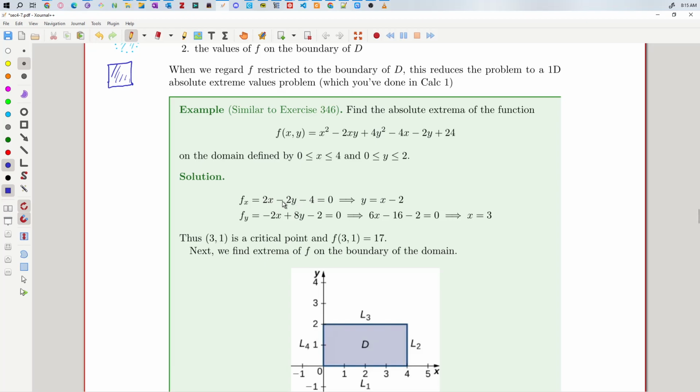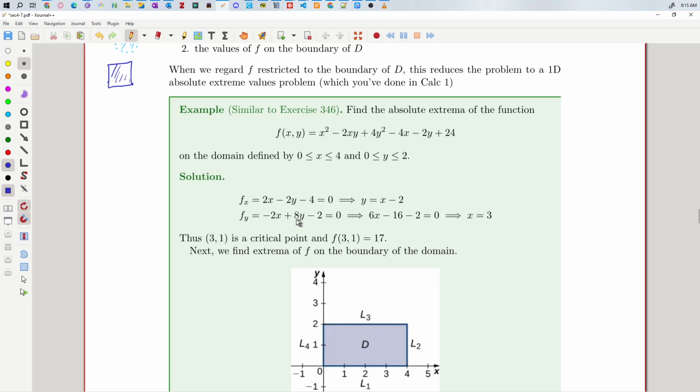Kind of. It might be easier to see this as just dividing everything by 2 first, and then moving the y to the other side. So that's going to give you y equals x minus 2. And then next, I believe I plug this into this equation. So I plug in y equals x minus 2.